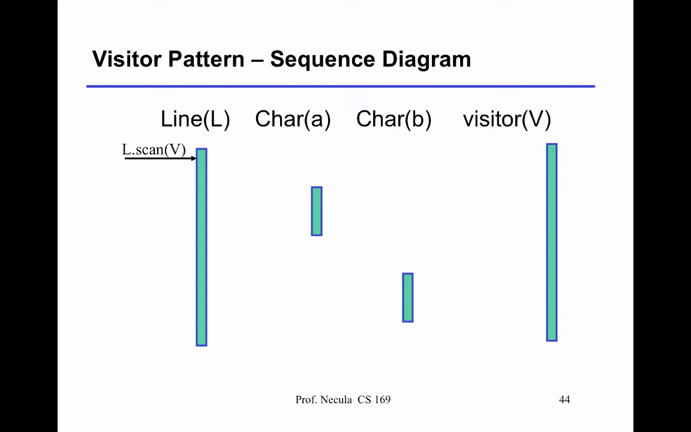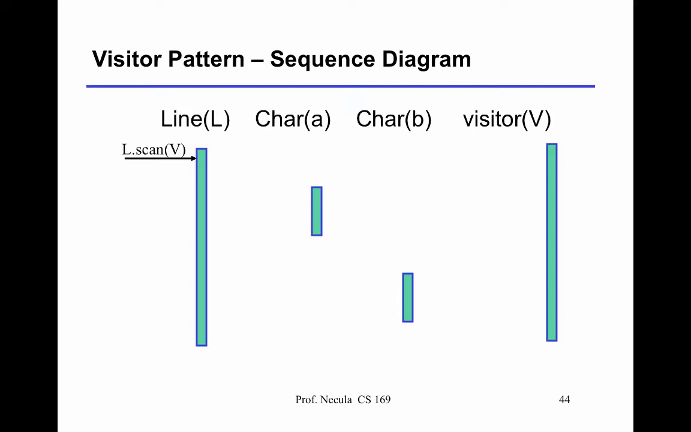And these scan methods are implemented once as a library. Separately, the visitor is a class that implements some specific methods that tell you what to do with each character, what to do with each line. This part only tells you to traverse the document. This tells you to do something to every element. So the visitor pattern separates these things.